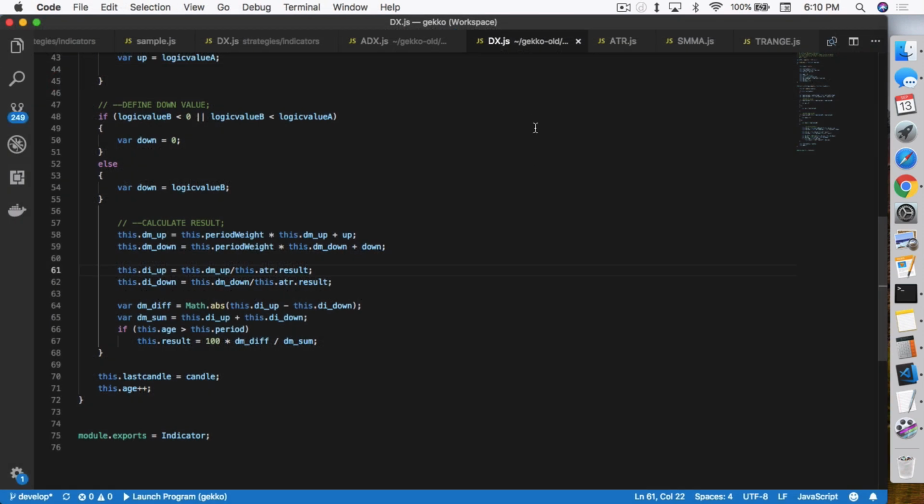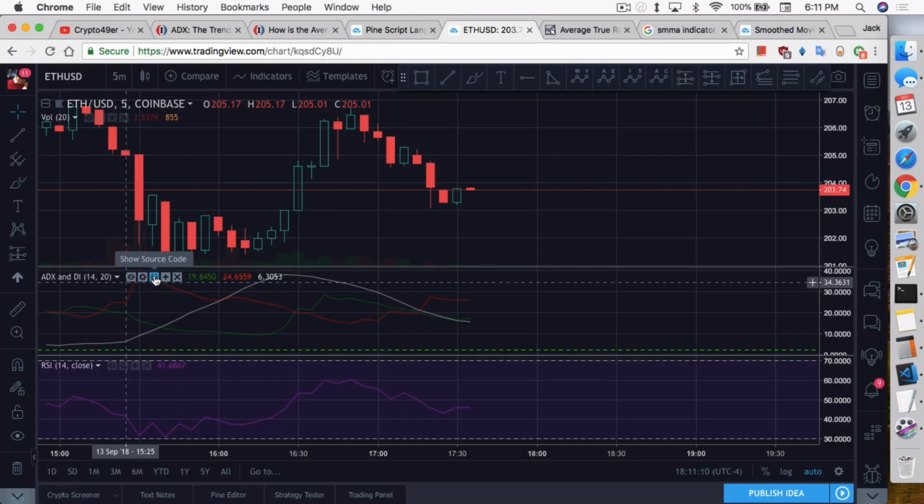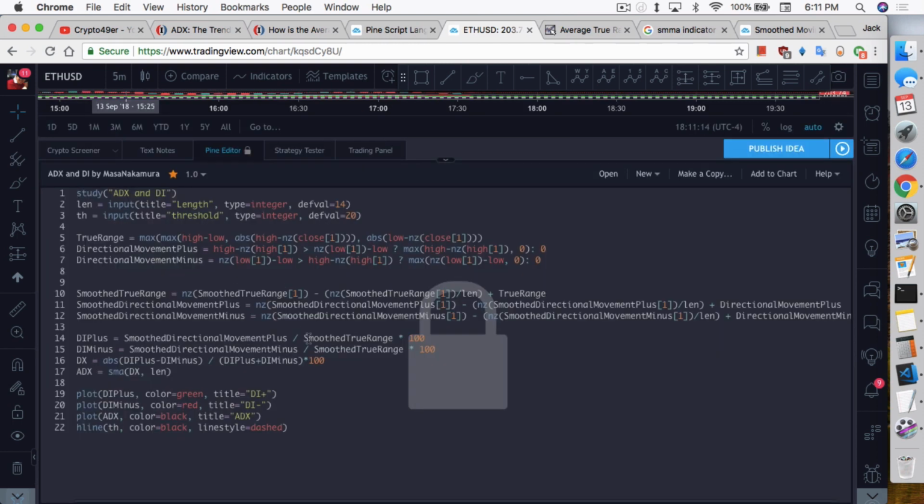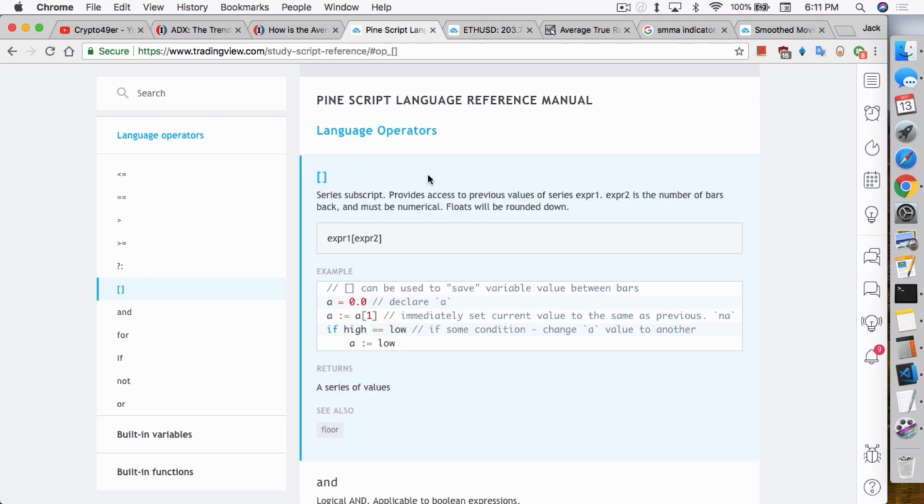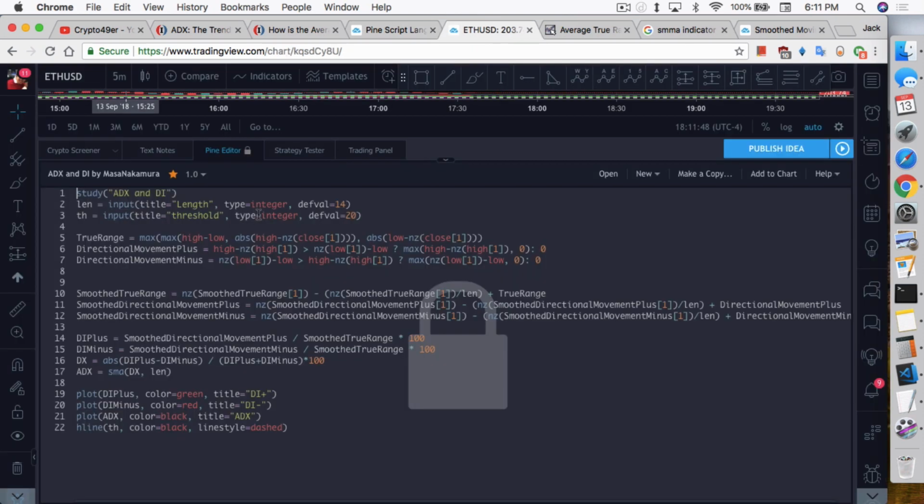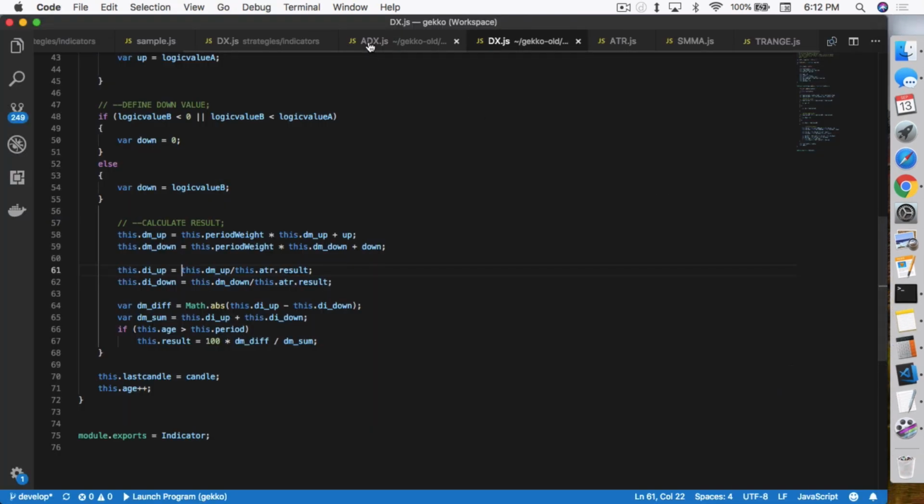So what I ended up doing, if you go in here, you go to show source code, you actually see how Masa Nakamura, he's the one that wrote this indicator, you actually can see the code that he used to write this indicator out. It might be a little hard to follow if you don't understand PineScript, but there is the PineScript reference right here. PineScript is just another programming language, except that it's very simplified, and the major user, I think, is TradingView. What I essentially did was port this particular indicator from TradingView into my indicator, which I wrote over here.